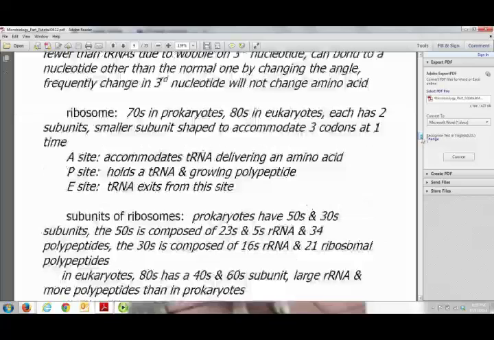So our ribosomes are also going to be different in prokaryotes and eukaryotes. They're going to be 70S in prokaryotes and 80S in eukaryotes. So remember that S is for Svedberg's, and it's measuring the sedimentation rate. Each is going to have 2 subunits. The smaller subunits will be shaped to accommodate 3 codons at one time. There's multiple sites on there. The A site is going to accommodate the tRNA delivering an amino acid. The P site is going to hold on to the tRNA and the growing polypeptide. The E site is going to be where the tRNA exits from.